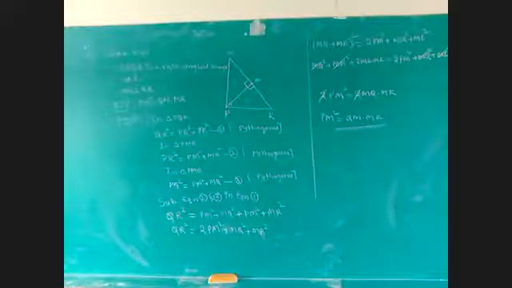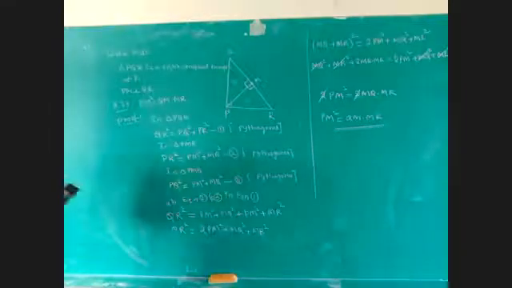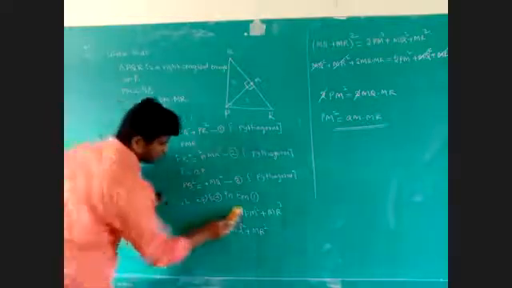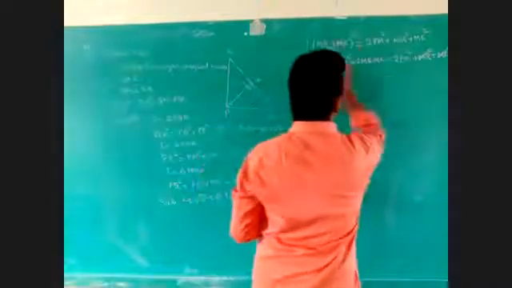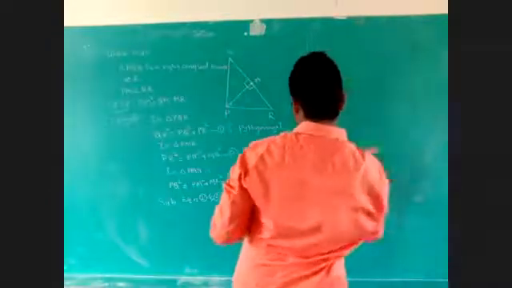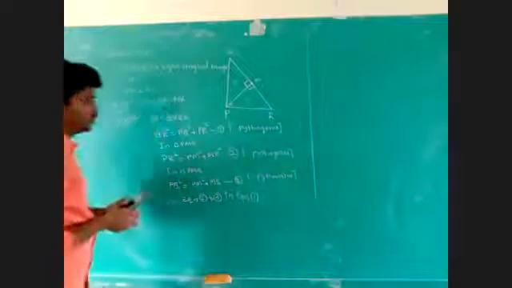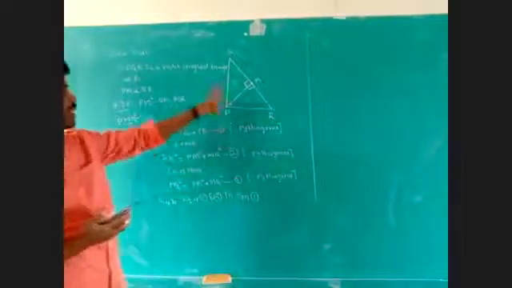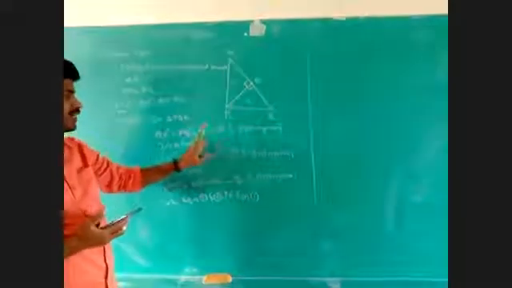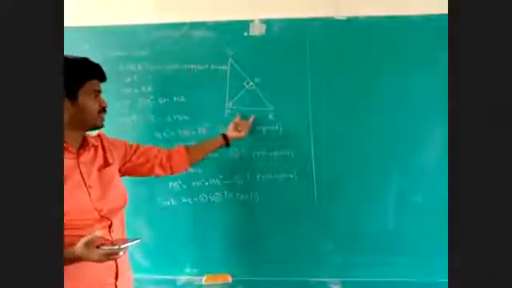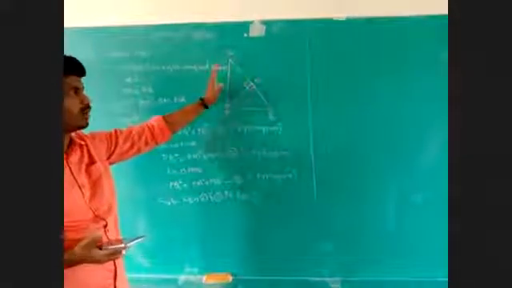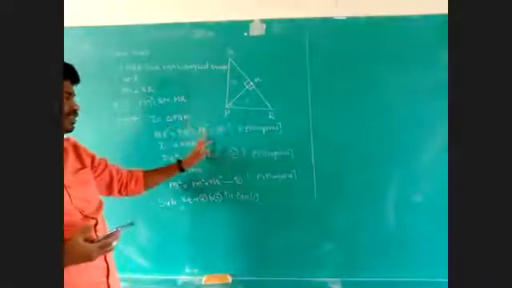Shall I explain one more time? Yes, sir. I think up to equation number 3 is clear. So here, equation number 1: in triangle PQR, the big triangle, apply the Pythagoras theorem. Hypotenuse PR square equals PQ square plus QR square. Hypotenuse square equals opposite square plus adjacent square. This is equation number 1.